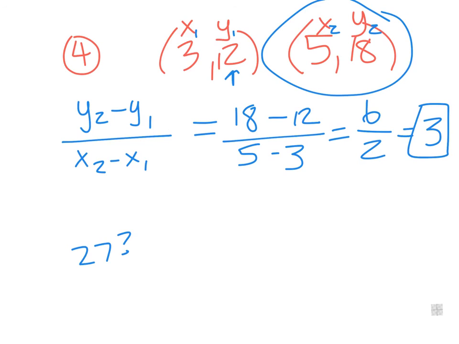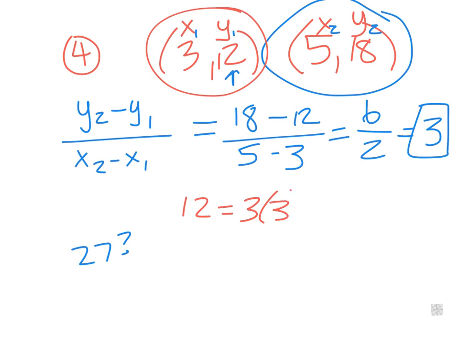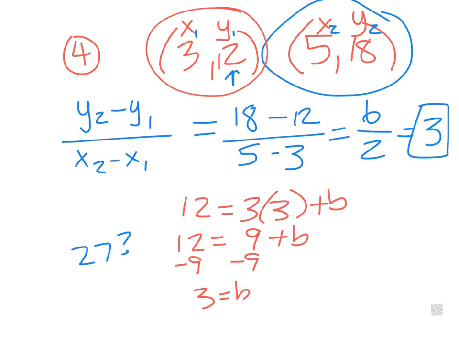All right, so now let's solve for the y-intercept. I'm going to say, let's use this point. 12 equals 3 times 3 plus b. What's 3 times 3? 9. Everybody's sleeping on me today. Minus 9. What's 12 minus 9? 3. Very good. So now we have our equation. y equals 3x plus 3. Well, that sounds familiar. That was the exact same equation we had last time.